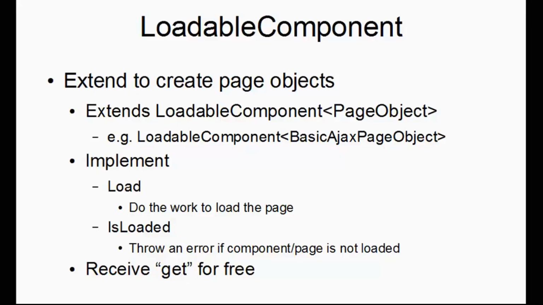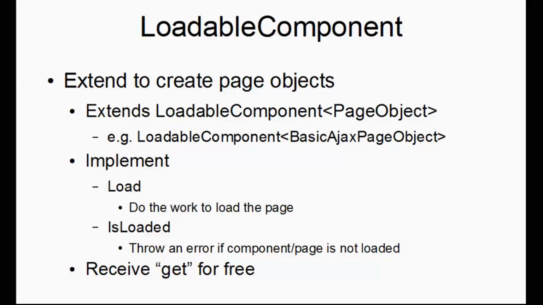Essentially what you do in order to turn your page object into a loadable component is that you extend the loadable component. Loadable component uses generics, where you have to define the object that's going to be returned from the get method. So here I would do extends loadable component basic Ajax page object. I have to implement a load method, and the load method does the work to load the page or the component. And we have an isLoaded method, which, if it is not loaded, throws an error. And we receive the get method for free.